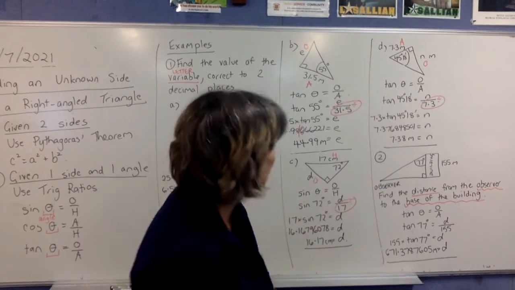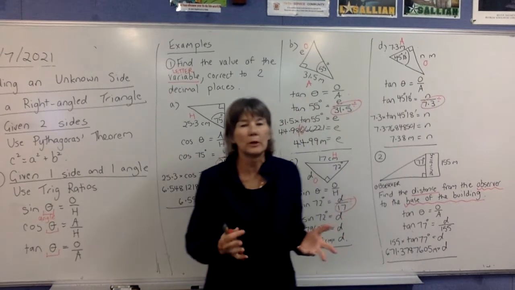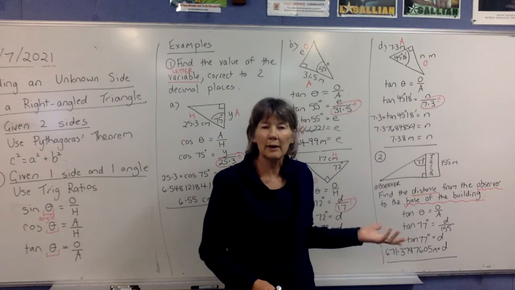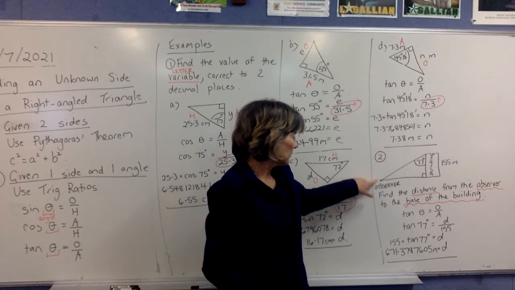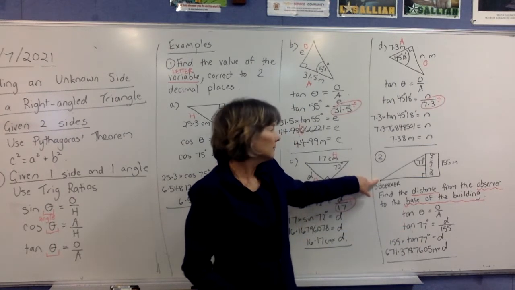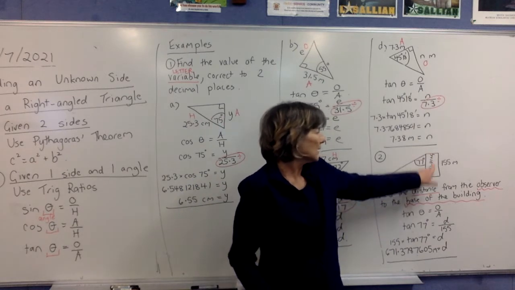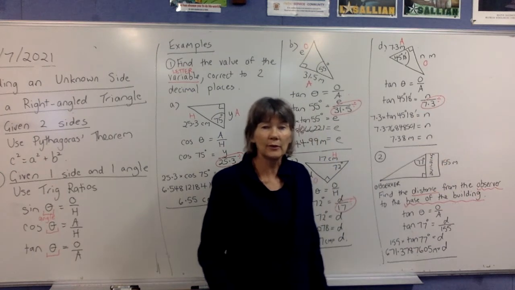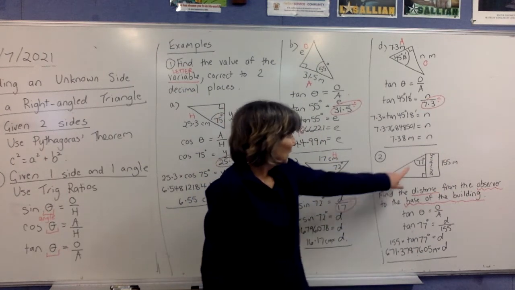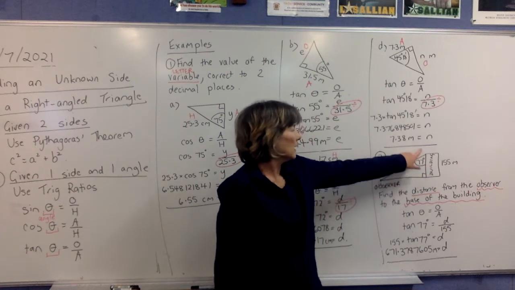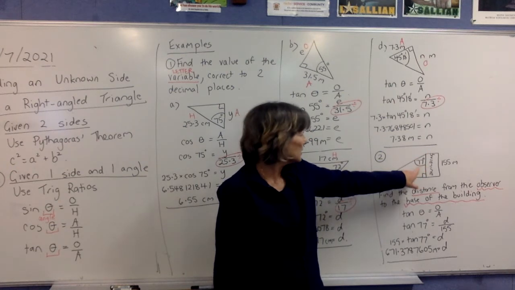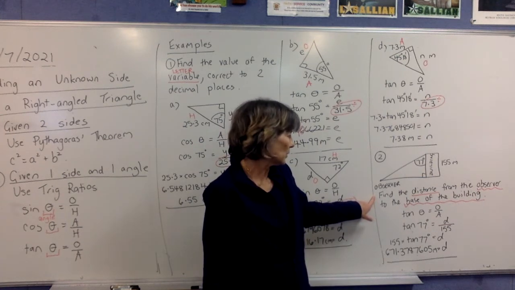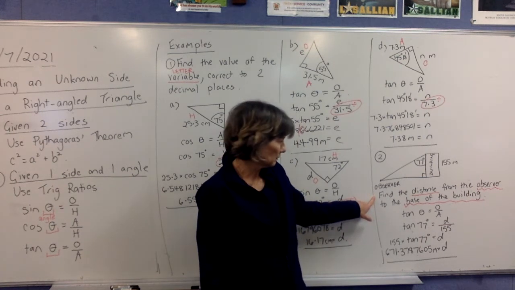Now this one is starting to give you some diagrams. We're going into more real life questions in the next video. But this one, they've already half drawn it for you. So we have an observer standing here, a person. The building itself is here. They've told you the height of the building is 155 metres, so it's very tall. And we have an angle between the building and this line of sight here of 77 degrees. Now the question says, find the distance from the observer to the base of the building.